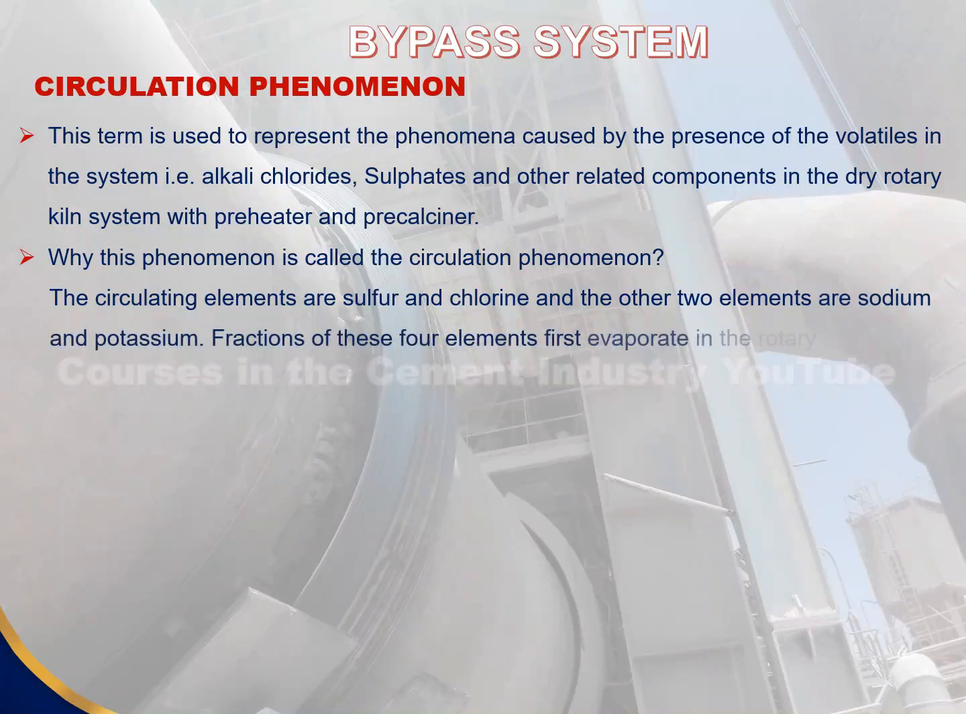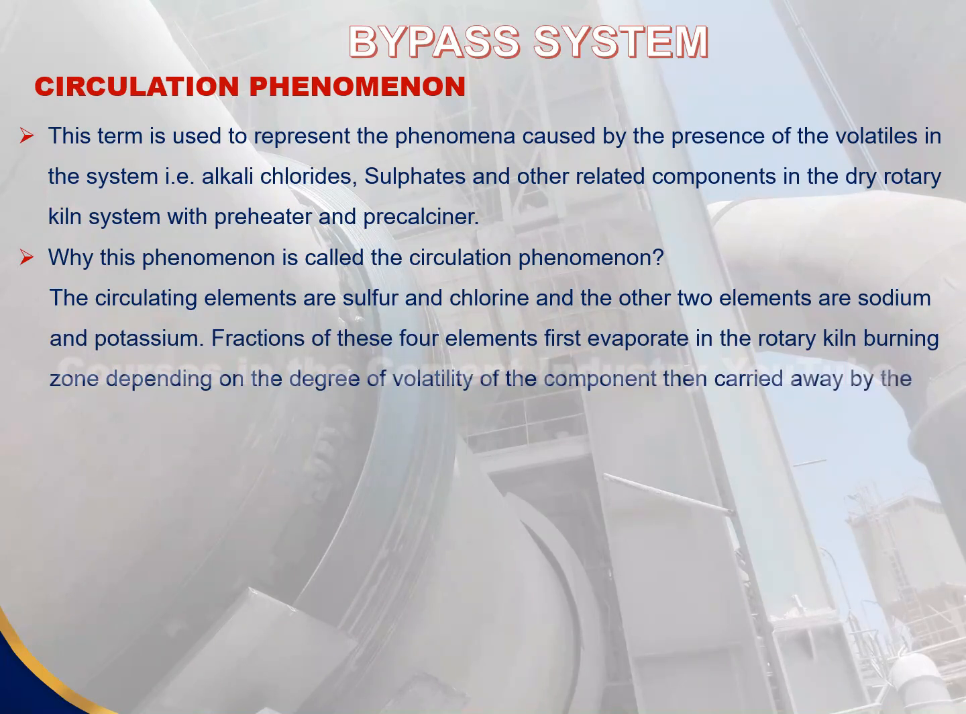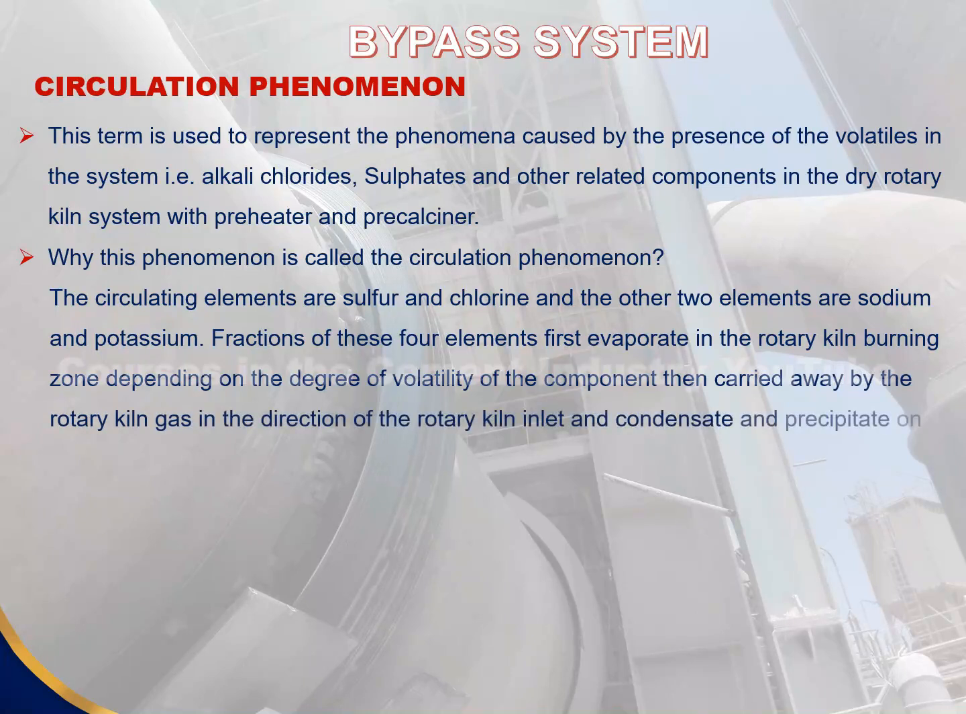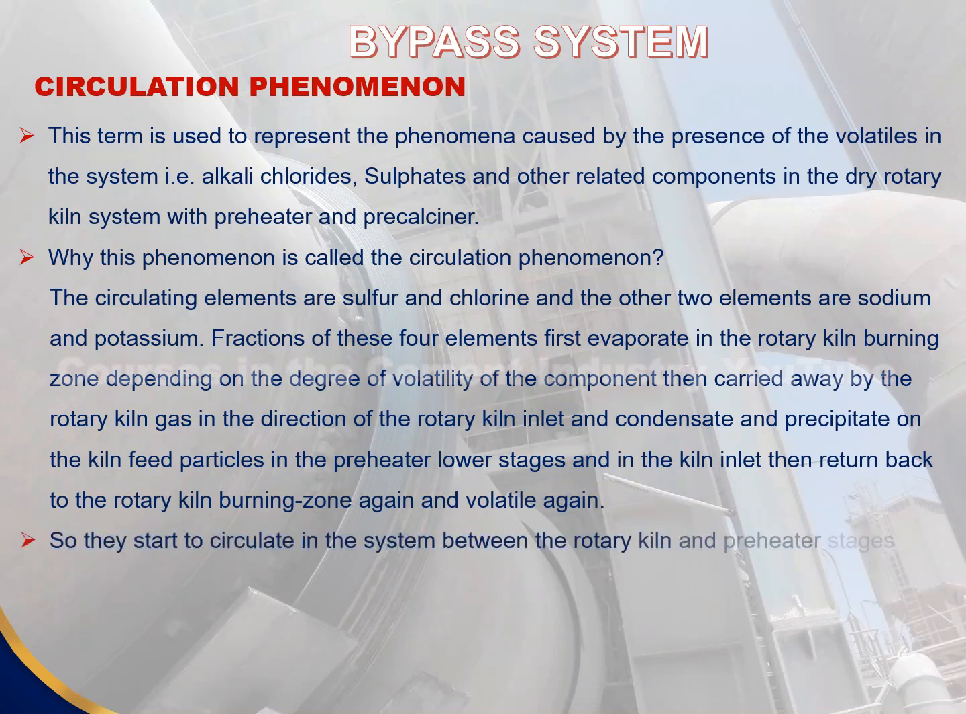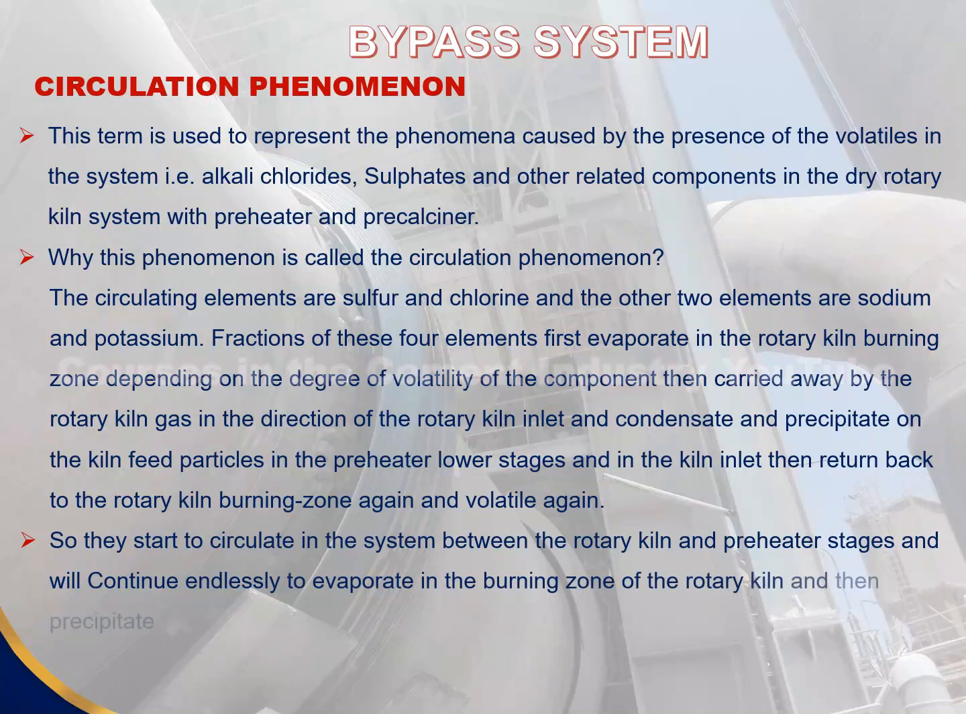Fractions of these four elements first evaporate in the rotary kiln burning zone, depending on the degree of volatility of the component, then are carried away by the rotary kiln gas in the direction of the rotary kiln inlet, and condense and precipitate on the kiln feed particles in the preheater lower stages and in the rotary kiln inlet, then return back to the rotary kiln burning zone again, and volatilize again. So they start to circulate in the system between the rotary kiln and preheater stages, and will continue endlessly to evaporate in the burning zone of the rotary kiln and then precipitate in the preheater.